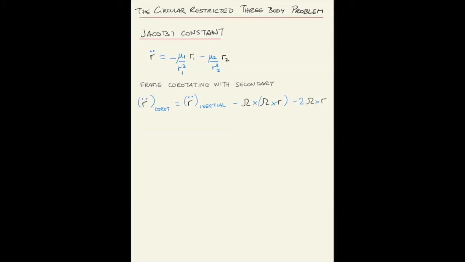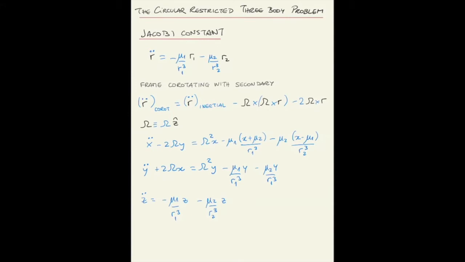If we align the angular momentum of the orbit of the secondary with the z direction, then in Cartesian coordinates, these equations become the following. So you can write the right-hand side in terms of a potential. If we write this in terms of a potential, we obtain these equations. And the function U is omega squared over 2 times (x squared plus y squared) plus mu1 over r1 plus mu2 over r2.